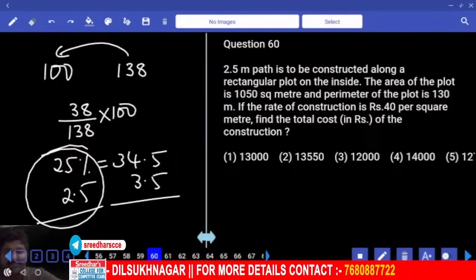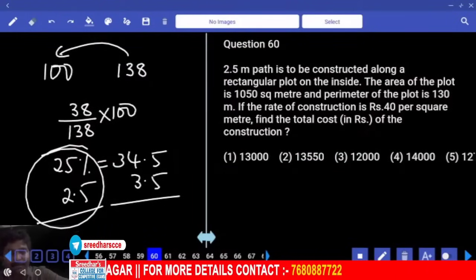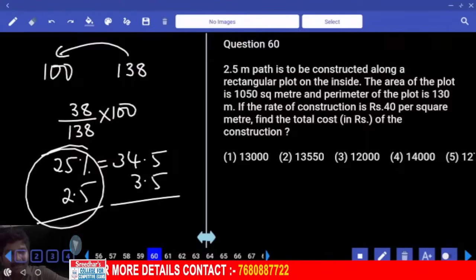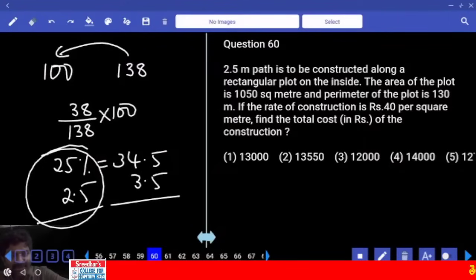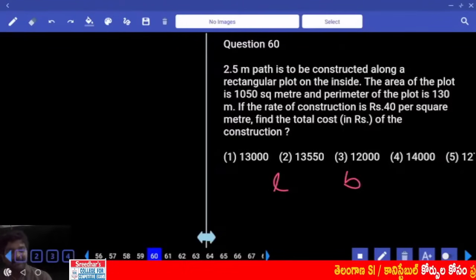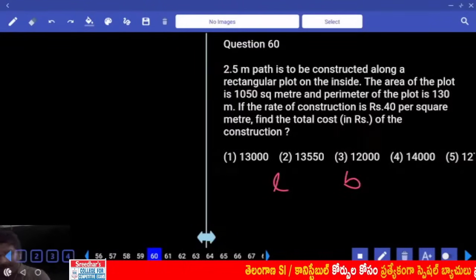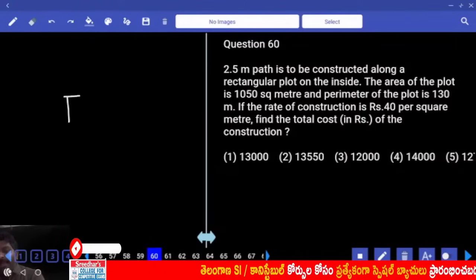A 2.5 meter path is to be constructed along a rectangular plot on the inside. Area of the plot is 1050 square meters and perimeter of the plot is 130 meters. If the rate of construction is 40 rupees per square meter, find the total cost. Don't try to calculate what is L, what is breadth. If you calculate that, it takes a hell of a lot of time. Don't do that.